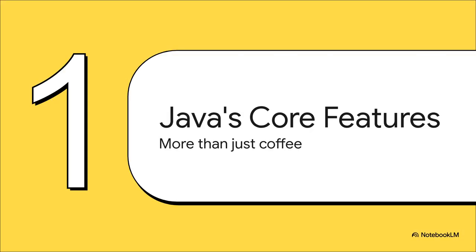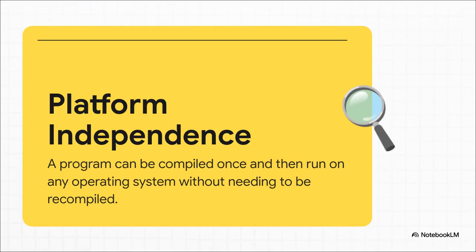First things first, what's the big deal with Java anyway? Why has it been a powerhouse for decades? Let's break down exactly what makes it so special. Okay, listen up, because if you only remember one concept, this is it. Platform independence. This isn't just another feature. It's Java's superpower, its entire philosophy. I can pretty much guarantee you will see this on your exam, so let's lock it in.